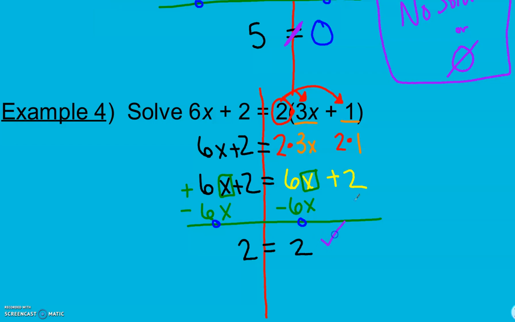Since that is true, we're going to say all real numbers for our solution. Any number that we can pick to plug in for x here is going to give us a true statement. We could pick 7 million. We could pick 3.1. I could pick negative 0.2. All of those are going to give equivalent solutions on both sides. So all real numbers.